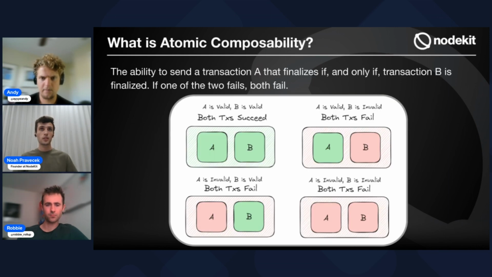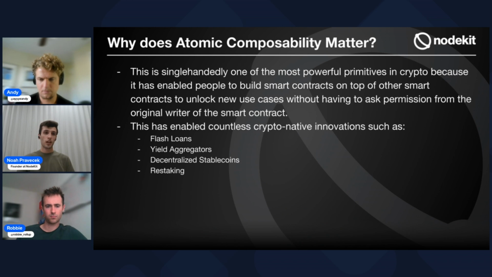So atomic composability is really defined as the ability to send a transaction that finalizes only if the other transaction in the bundle finalizes. So either both happen or both don't. And currently with shared sequencers, you can only do this thing called atomic inclusion, which doesn't help you nearly as much. I've heard a lot of people talk about DeFi being money Legos. That's what atomic composability really enables: flash loans, yield aggregators, decentralized stables, restaking. All those are really examples of atomic composability.